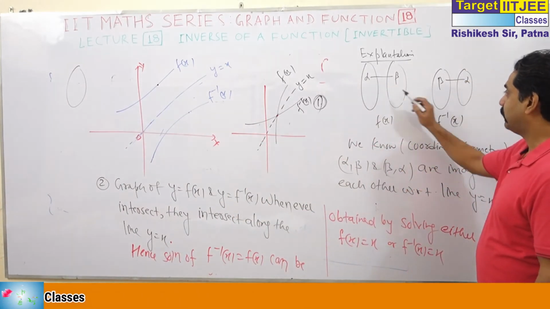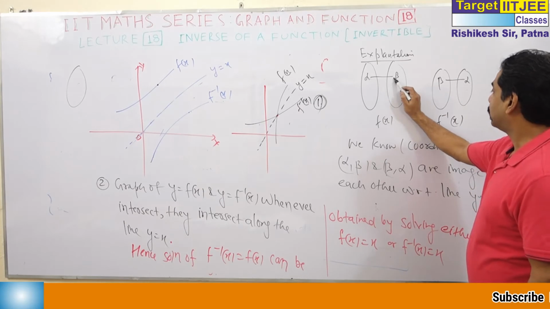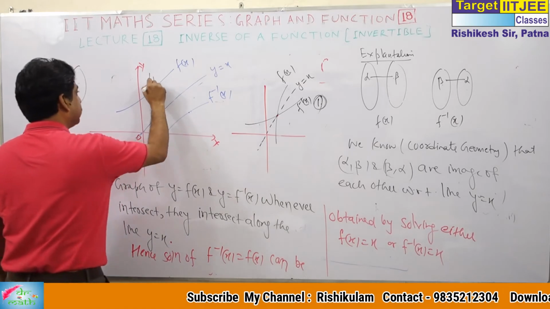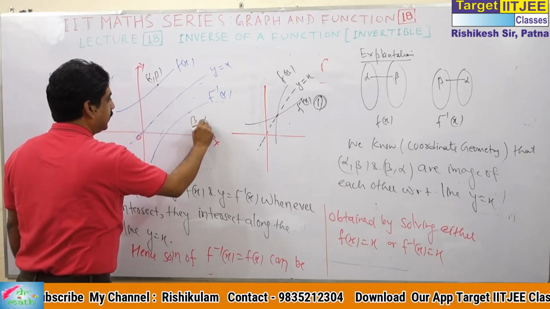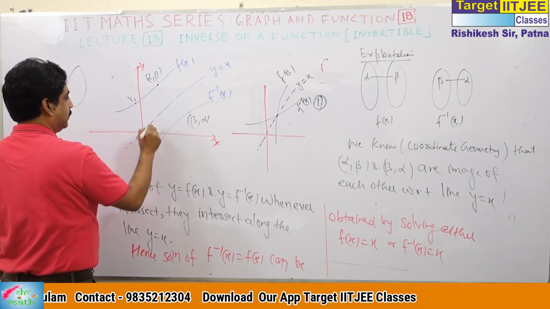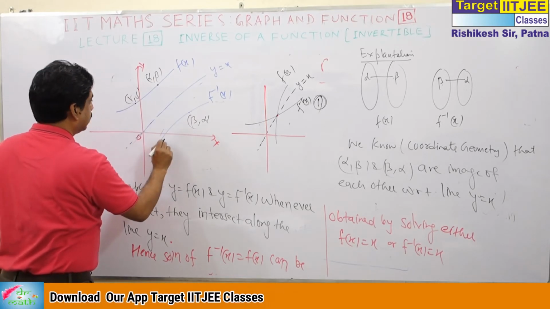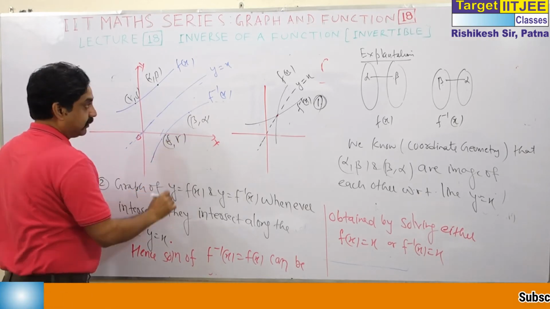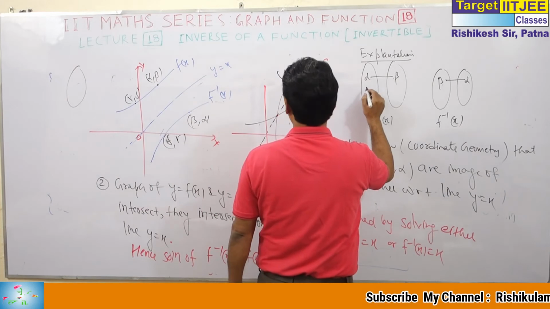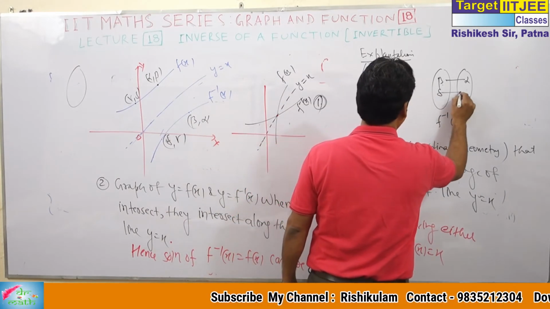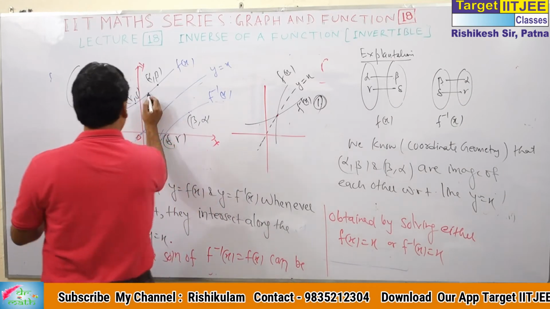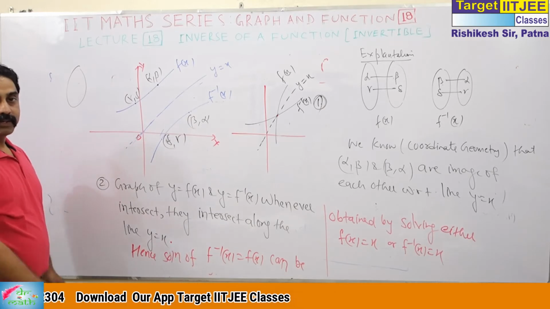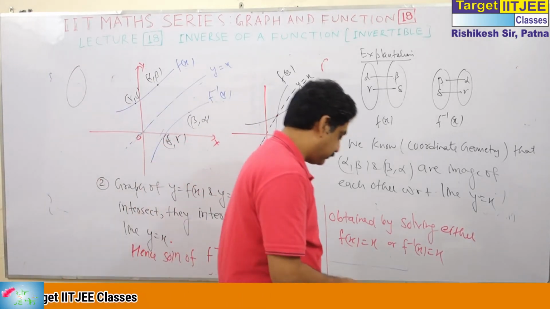If f(x) contains (alpha, beta), then f inverse contains (beta, alpha). So if this is (alpha, beta), then this is (beta, alpha). If this is (gamma, delta), then this is (delta, gamma). Every point of this function is the image in y = x of a point on the other. So that is the explanation. Now let me do one question.